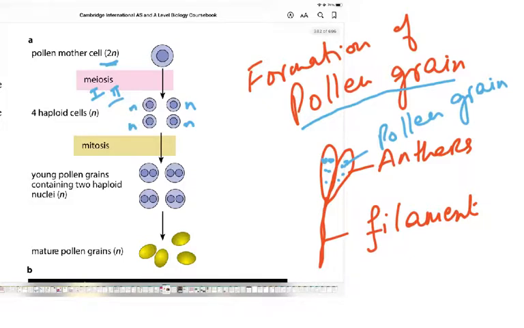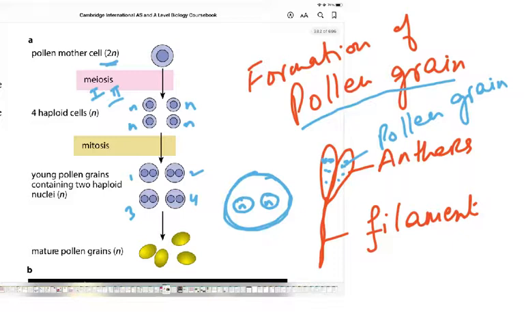Now the nuclei of each of these haploid cells divides by mitosis. So there is no cytokinesis. So we still have the 4 cells. But now what has happened is that the nucleus has divided, so we have now 1 cell but with 2 nuclei, and both of these are n because it's only nuclear division. So the cell itself does not divide. So now we have 1 cell with 2 haploid nuclei.